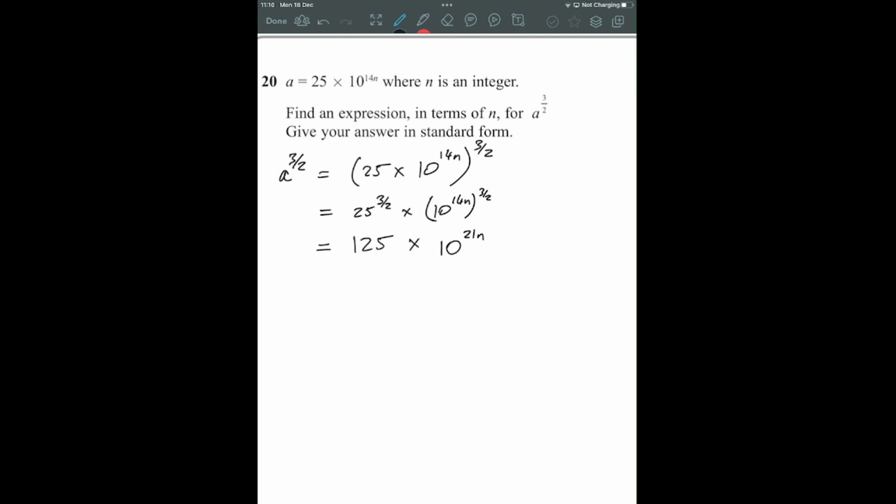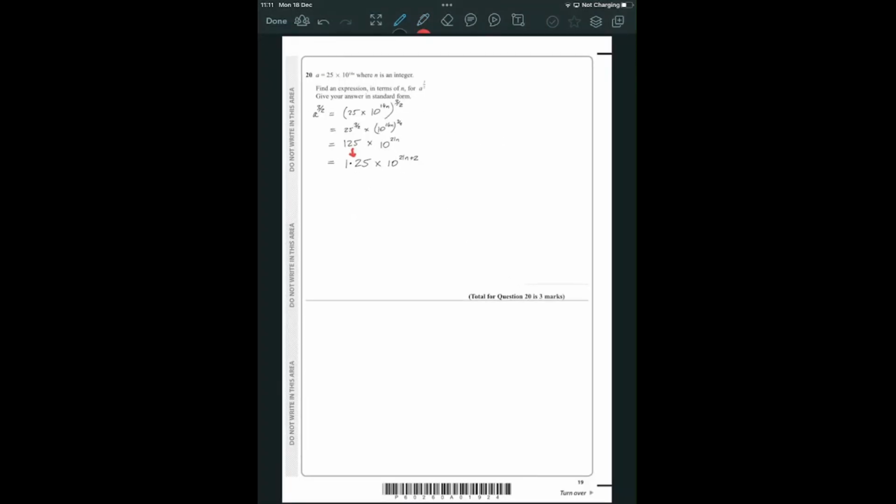We've simplified a to the 3 over 2, but it has to be in standard form. Well, to put this in standard form, it has to be between 1 and 10. 1.25 is our only choice. But we can't change the size of the number. I made this side 100 times smaller, so the other side needs to get 100 times bigger. To do that, we add 2 to the power. 1.25 times 10 to the 21n plus 2. Really horrible question. It's also telling us we're very close to the end of the paper.